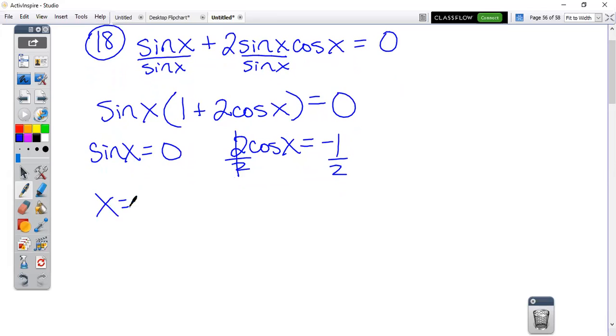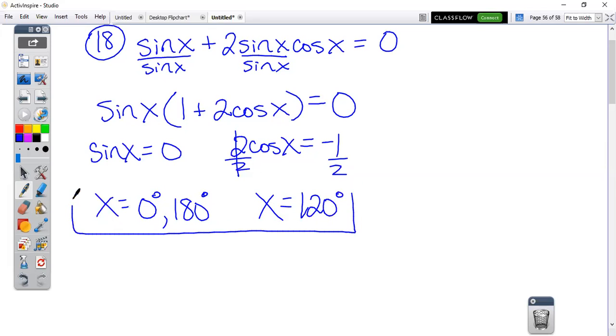So I'm looking on my chart. The directions for 18 say just from 0 to 180. So you're just looking at the top half of your chart, okay? So where is sine of x equal to 0 on the top half? 0 and 180. And then where is cosine -1/2? 120. So those are your answers. Again, just those because it just says from 0 to 180.